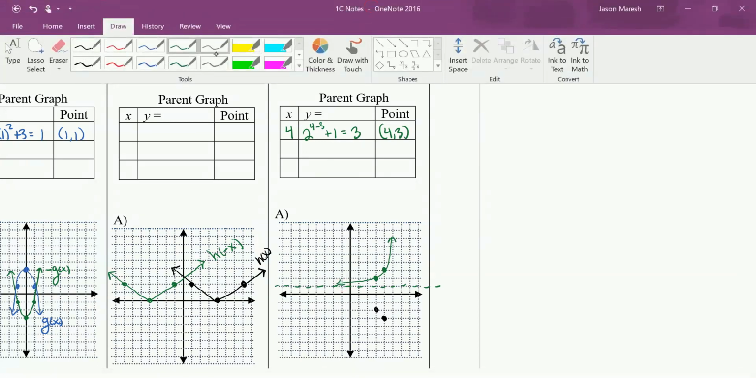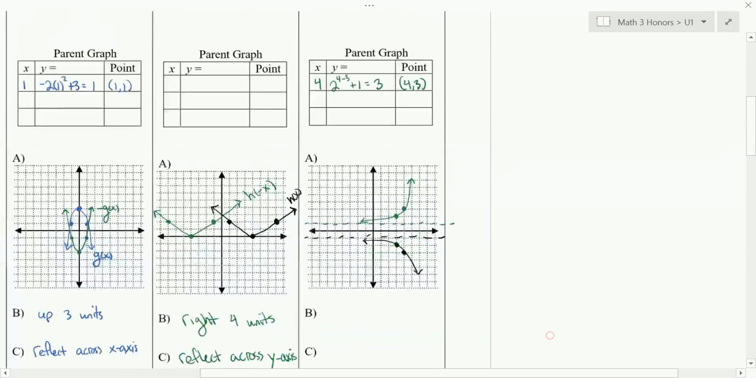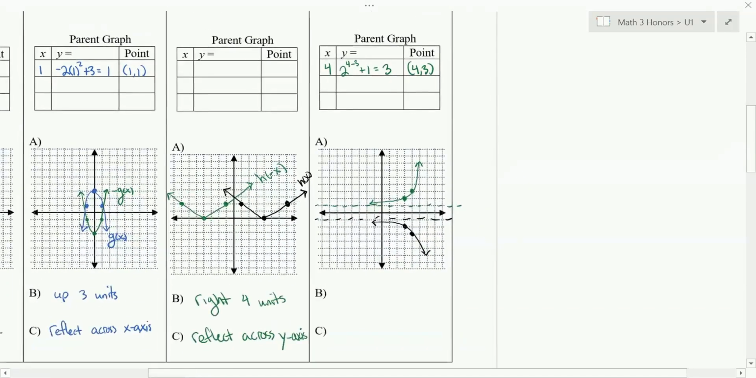And then you do the same for the other one at negative 1. You just draw it like this, starting at 0, 1, and we're up 1 again, over 3 here, right? So that's the point we just did. If we do 4, it's 4. So that's 2 to the 4th minus 3 plus 1.